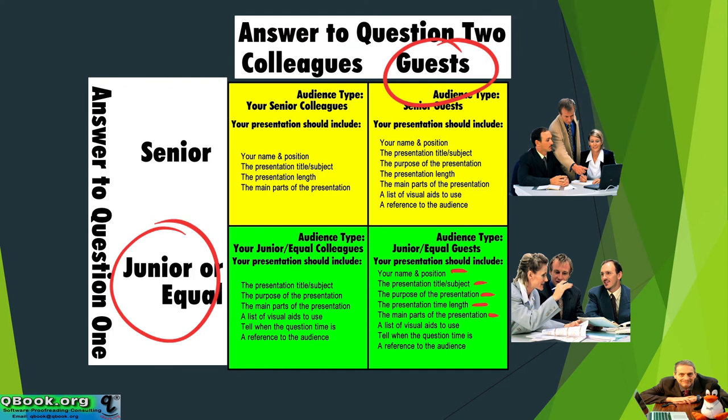You need to list the main parts of the presentation because you want them to have a map. You want them to know what you're going to talk about so they feel more comfortable. You need to tell them what are the visual aids you're going to use. For example, you're going to use slides or PowerPoint or handouts or charts. You need to tell them when they're able to ask questions. And again, because they're not above you, they're equal or below you, so they can ask questions later. They don't have to ask questions whenever they want to.